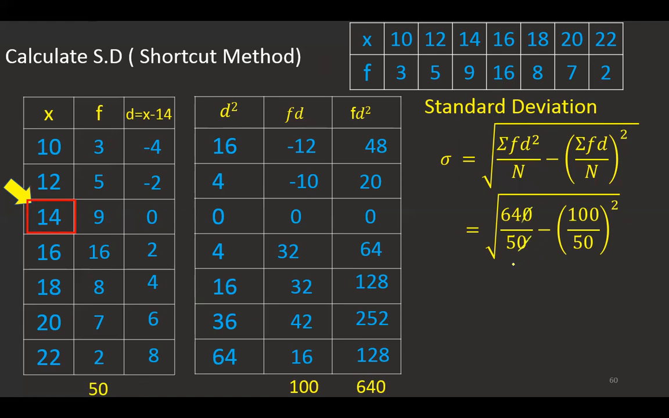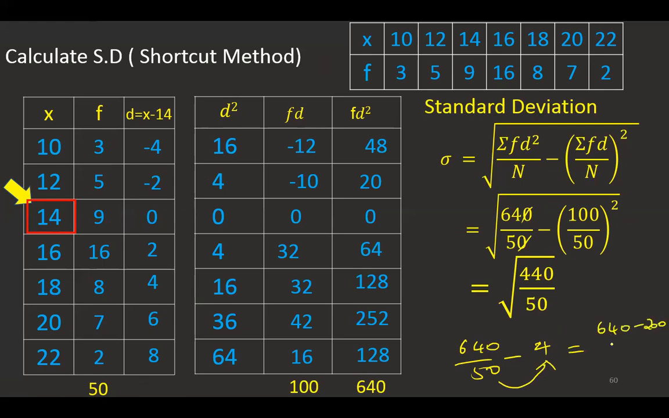Now this gets cancelled, 64 by 5, and then this is 100 by 50. How to calculate this particular 640 by 50? How is it coming? I'm going to show it now here. Now 640 by 50, right? Now 640 by 50 minus this 100 by 50 will be 2. 2 square is 4. I'm going to multiply these two. So it is 640 minus 200 divided by 50. So it is 440 divided by 50. 0 cancels. It is 44 by 5.